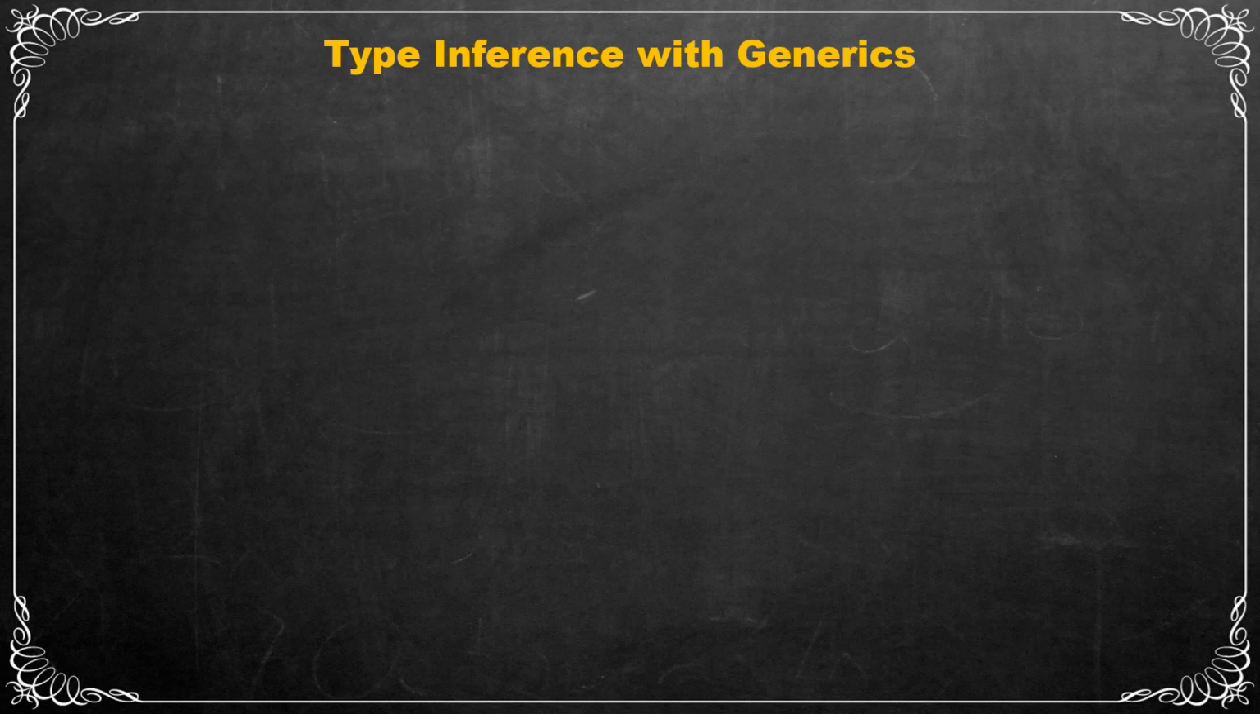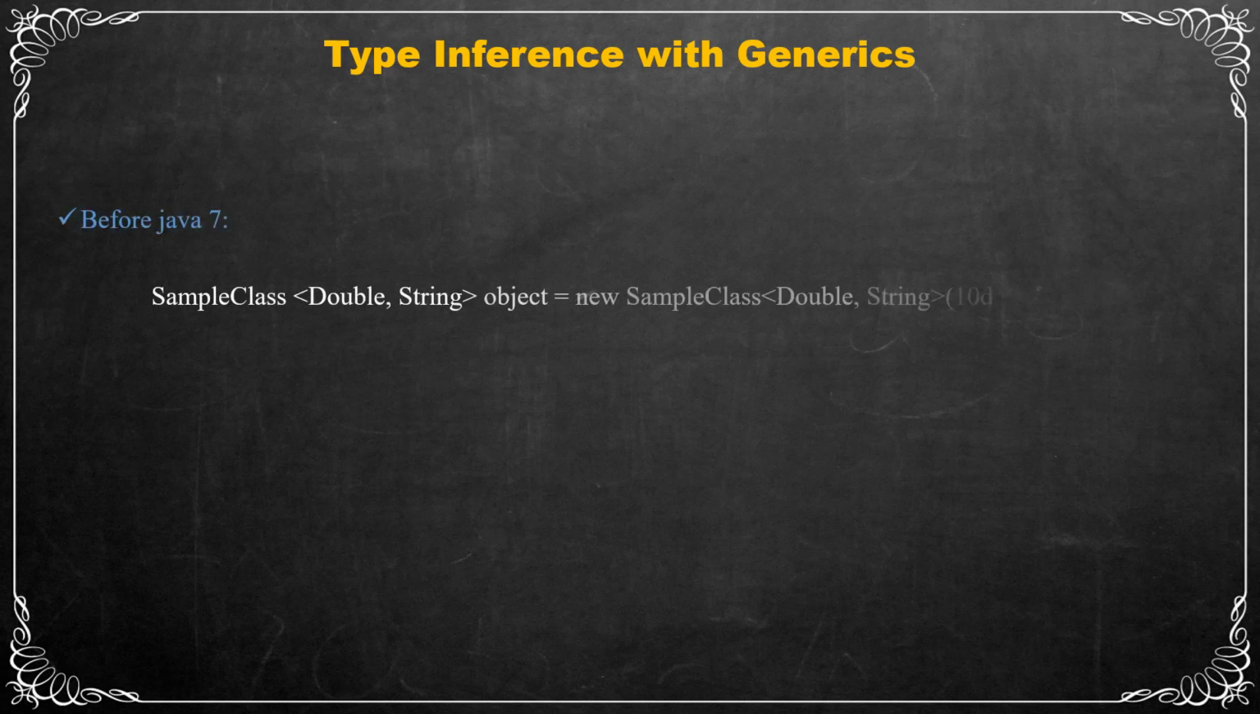After Java 7, it is possible to shorten the syntax used to create an instance of a generic type. Creating an instance before Java 7 was like this. Here, the arguments are specified twice. First, when the object is declared, and second, when a sample class instance is created via new.